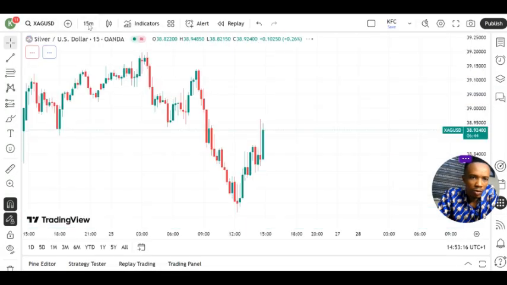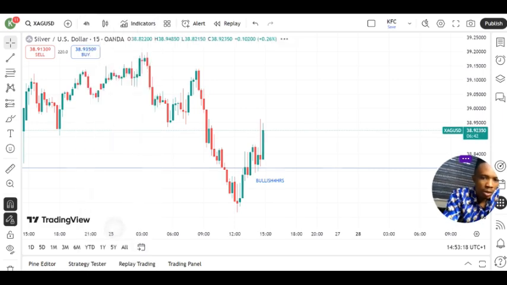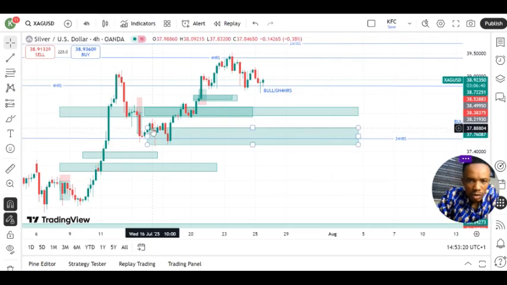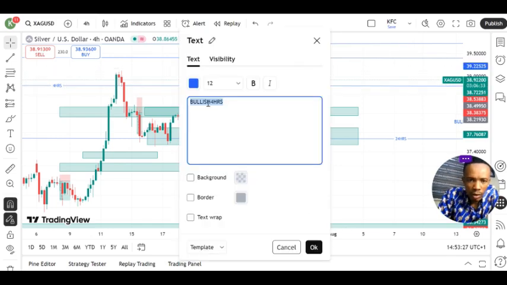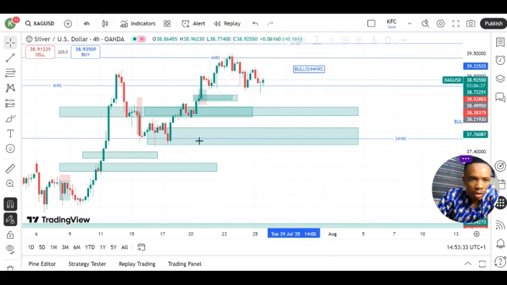Then as for silver commodity, it has actually come down already. It's giving the bearish confirmation. So I'm trading silver bearish this week. Take notes. I'm trading silver bearish this week.